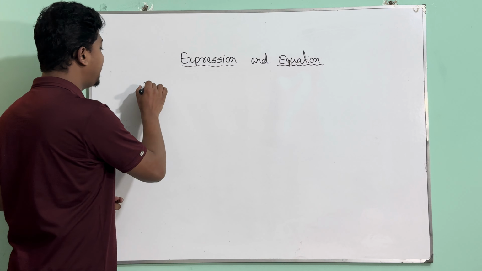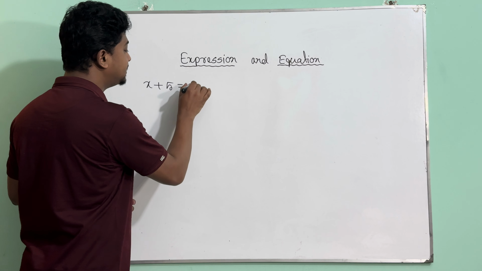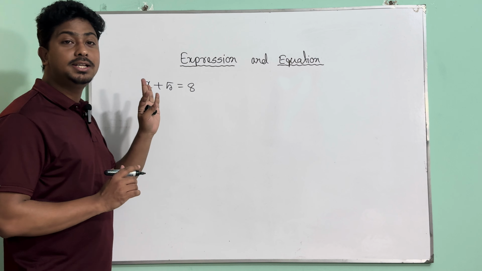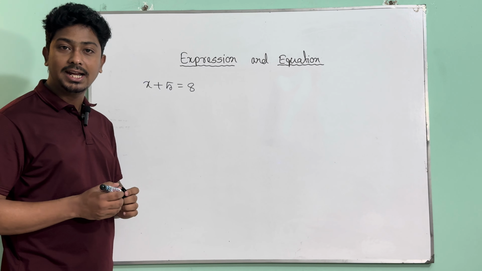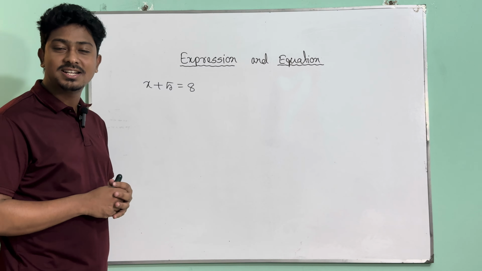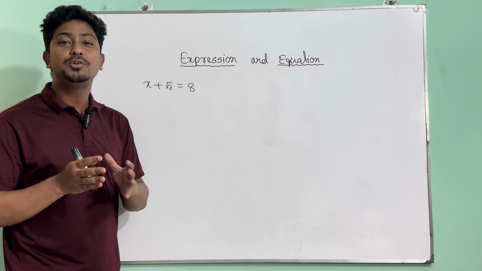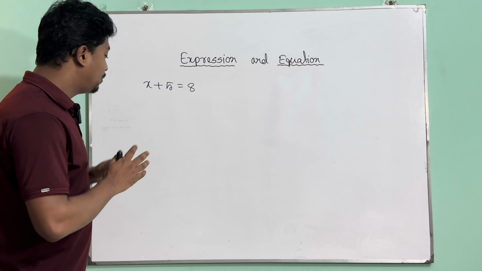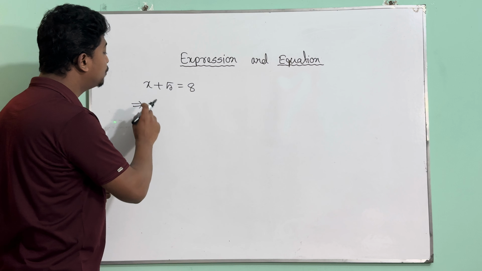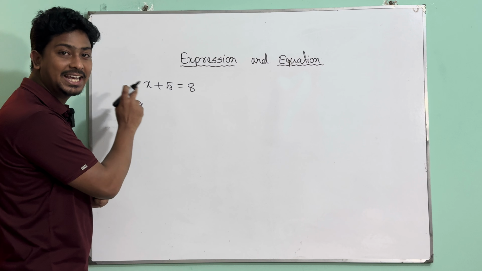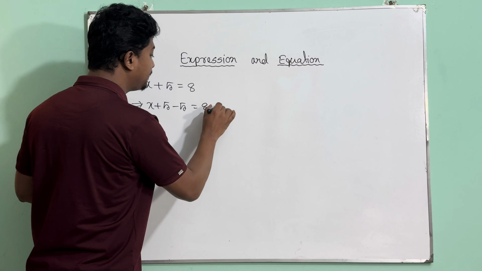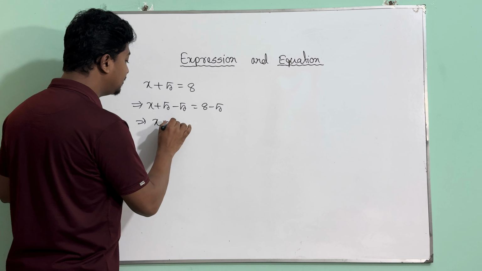For example, let's say we have x plus 5 equals 8. So we have an expression equal to another expression, which is actually a constant here. We call it an equation. An equation has two sides, one is the left side and one is the right side. The left side is normally called the left hand side and the right side is the right hand side. What do we do with an equation? We solve an equation to get the value of the variable. So for this one, we will try to find the value of the variable, which is x here. What we can do is subtract 5 from both sides.